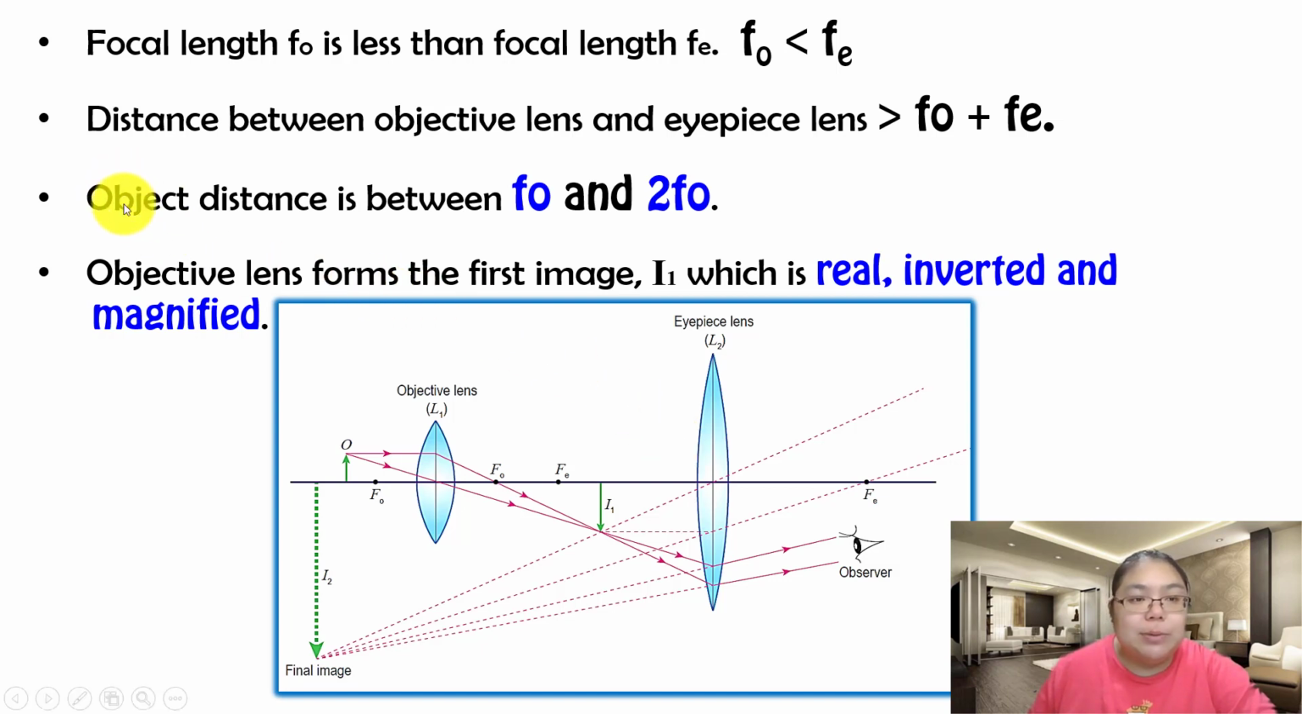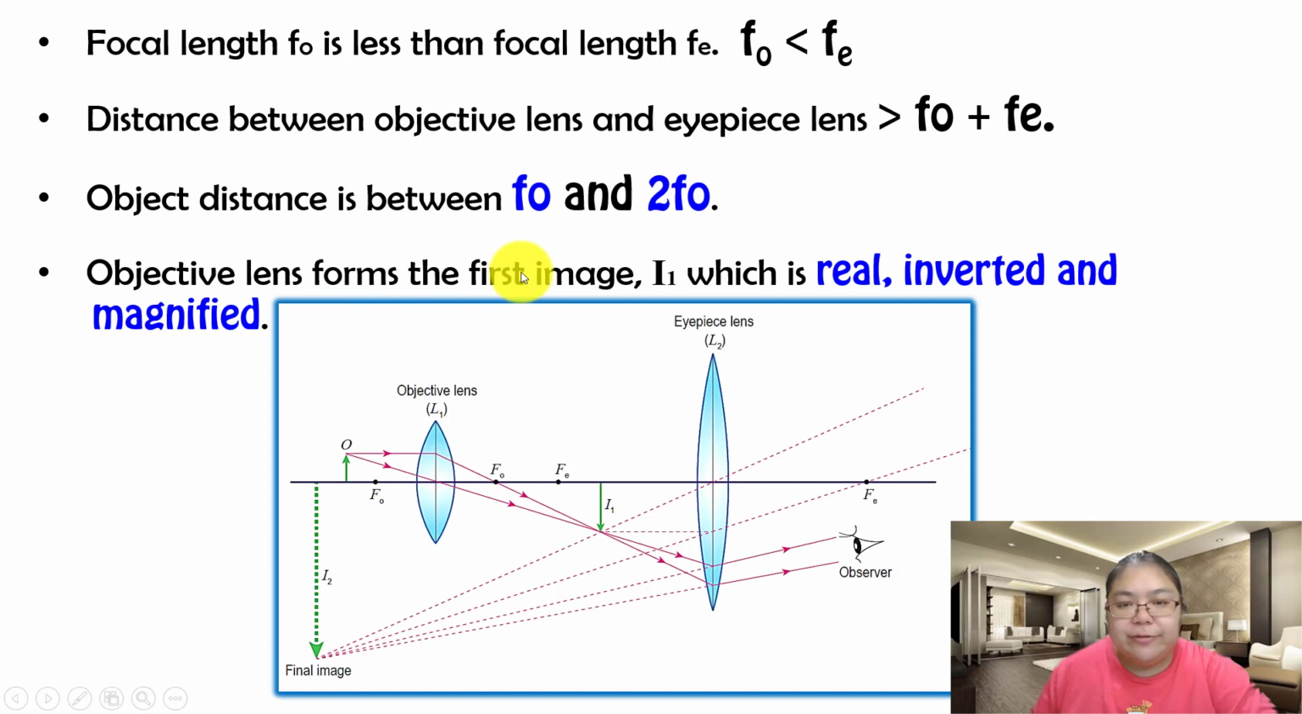Now we're going to see number 3, the object distance. The object must be located between FO and 2FO. That means it must be between. This one is FO. This one is also FO. But behind we have 2FO. So your object must be located between.